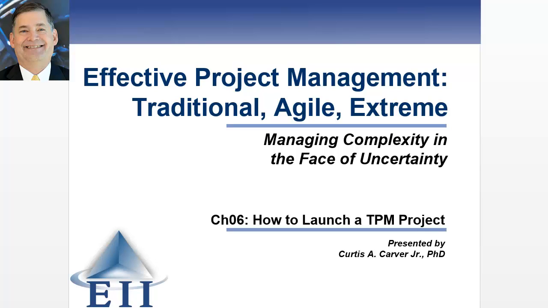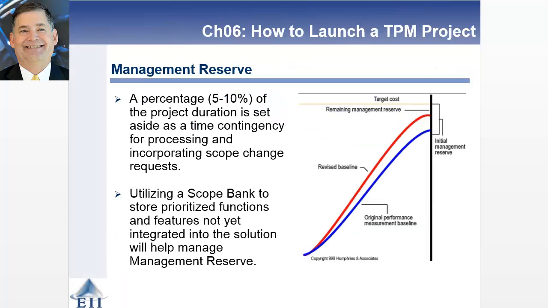Well, welcome back to the fifth of 6 videos looking at how to launch a traditional project management project. What we're going to do during this particular video is look at the idea of a management reserve and a scope bank. So management reserve is where you're reserving this 5 or 10% of the project duration, and you're setting it aside as a contingency in case that you run over in terms of accomplishing steps.